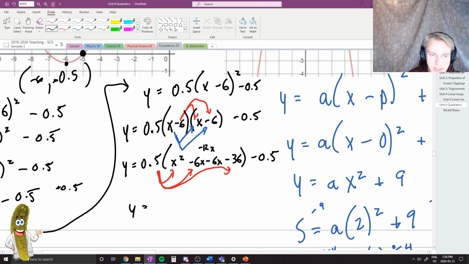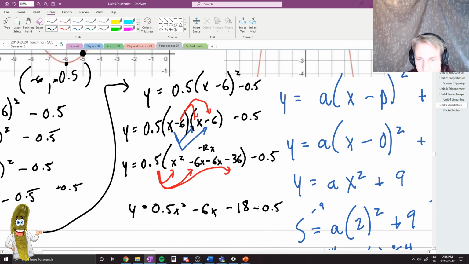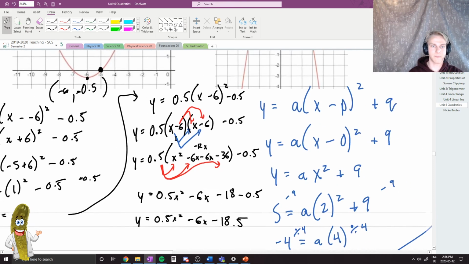So we would get y is equal to 0.5 x squared minus 6x, because 0.5 times 12, half of 12, is 6. Half of 36 gives me 18. So I have plus 18 minus 0.5. And then I should get this final equation of 0.5x squared minus 6x plus 17.5. And that should be the final equation there.